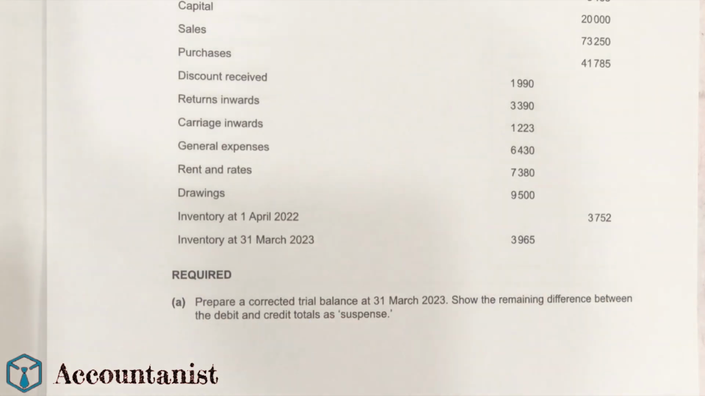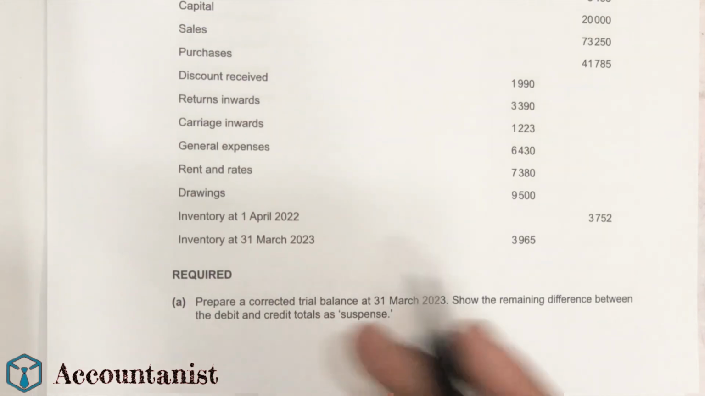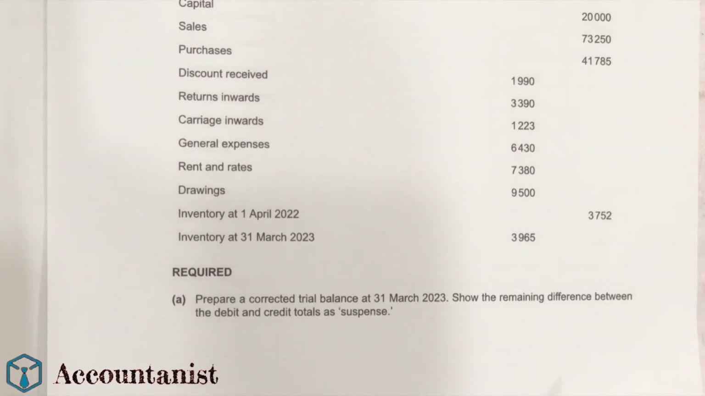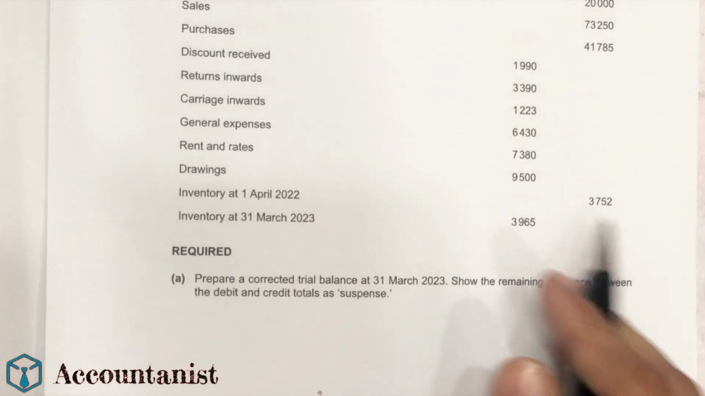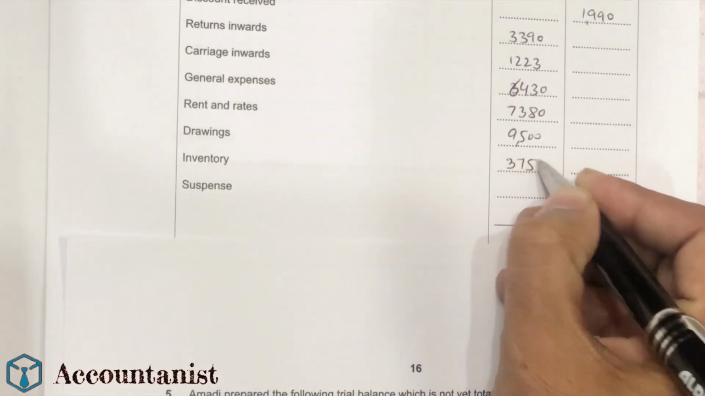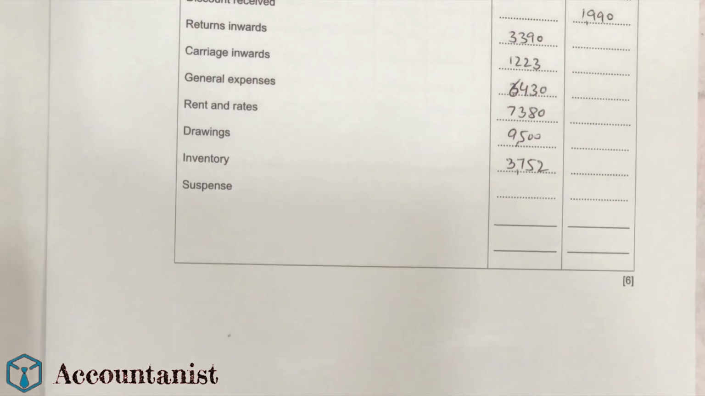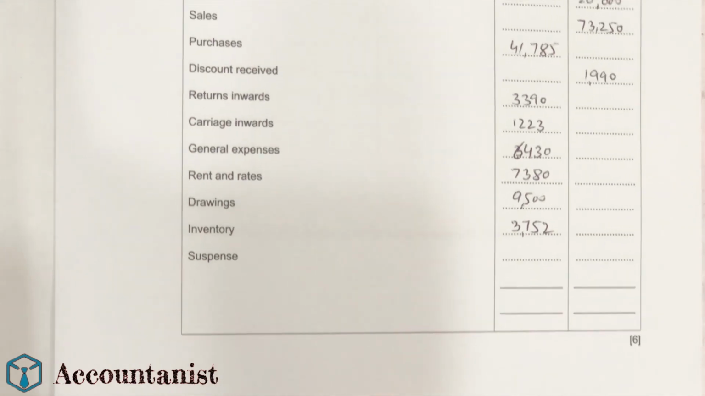We do not record the closing inventory, and opening inventory comes up on the debit side. Closing inventory will be written in the adjustment section of all the questions in which we have to make the income statement. So opening inventory figure is 3752, so 3752 will come up here. Now we have to balance it off to see where our suspense account will come.